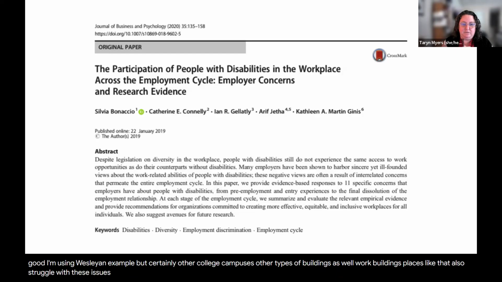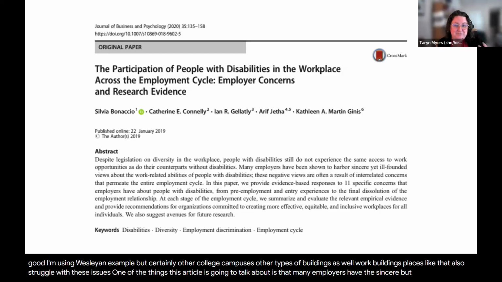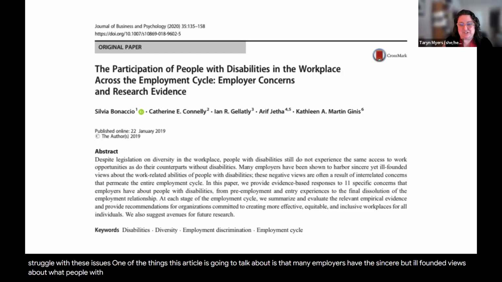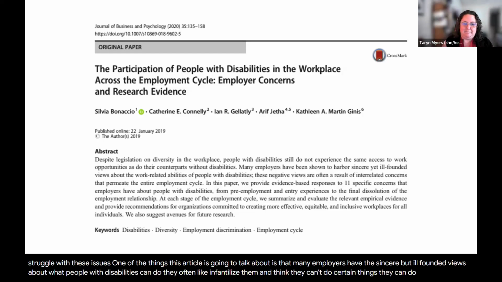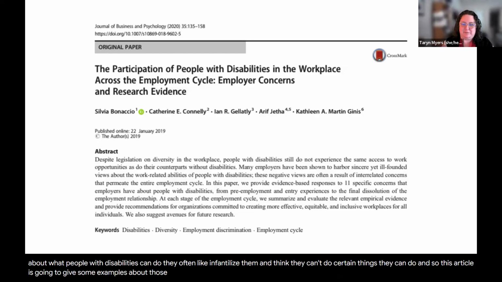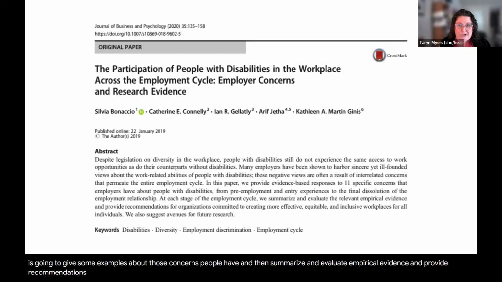You'll see that one of the things this article is going to talk about is that many employers have these sincere but ill-founded views about what people with disabilities can do. They often infantilize them and think they can't do certain things they can do. And so this article is going to give some examples about those concerns people have, and then summarize and evaluate empirical evidence and provide recommendations to overcome those.